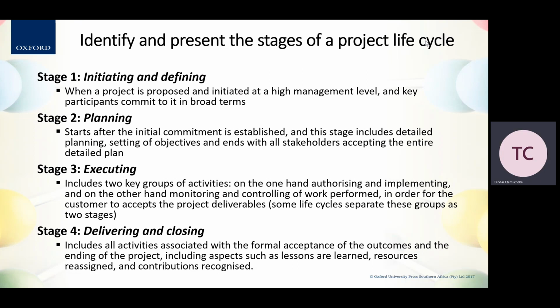The third step, which is executing the project, includes two main groups of activities, one being authorizing and implementing, and the other one being monitoring and controlling. So monitoring and controlling is basically monitoring and controlling the work that has been performed. Controlling in this case, not evaluation. We're saying controlling because the intention is to compare what obtains on the ground with what we have set as an objective or as a target. So once there are deviations, action ought to be taken.